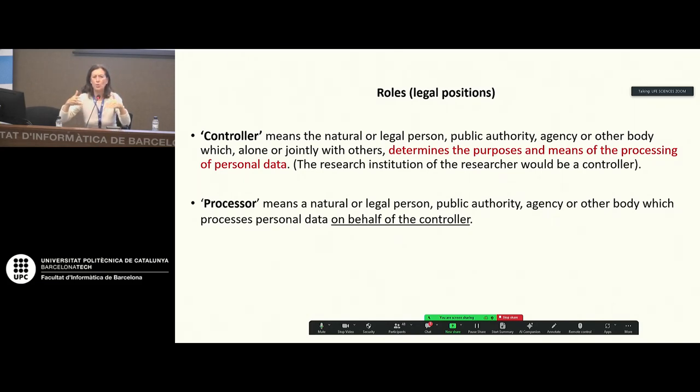If you store, use, analyze the data on behalf of another institution, which is the one that decides what to do with the data and how, you are a processor. And the difference is very important because the processor is just like, I like this expression, an extension of the controller. So you don't need a legal basis. All the guarantees have to be implemented by the controller. Of course, you have to implement security measures or whatever, and follow the instructions of the controller. But you don't need another legal basis. You don't need to justify anything because it's the controller who has to do that. You are like an extension.